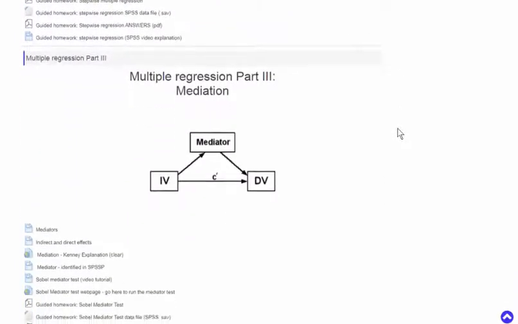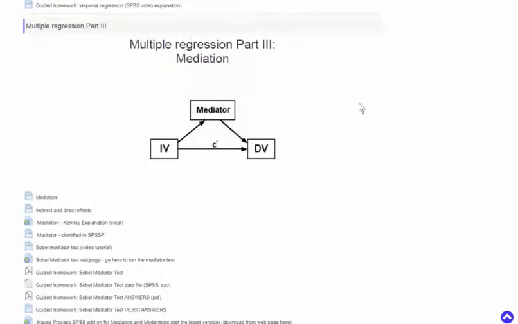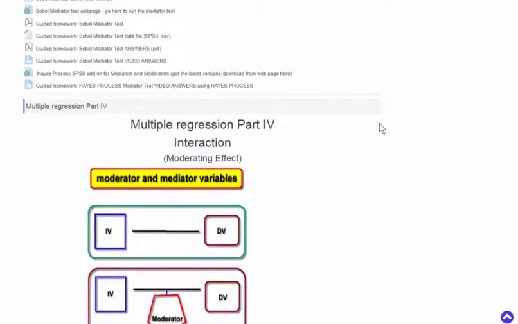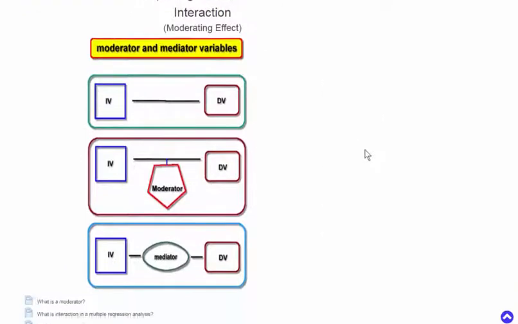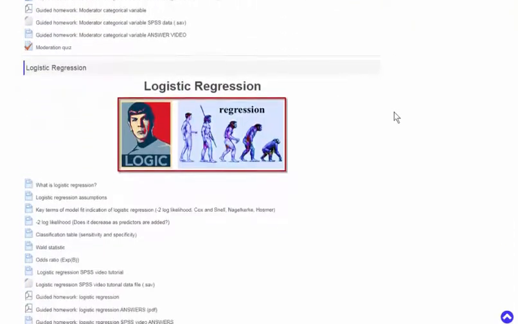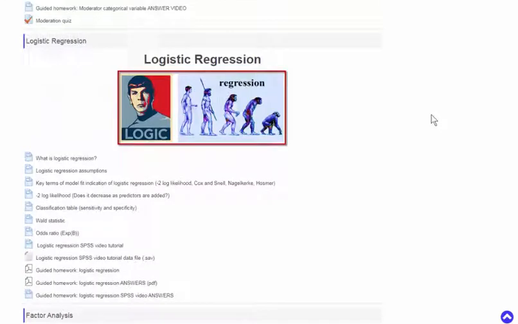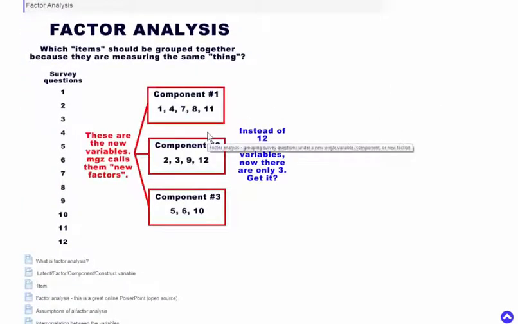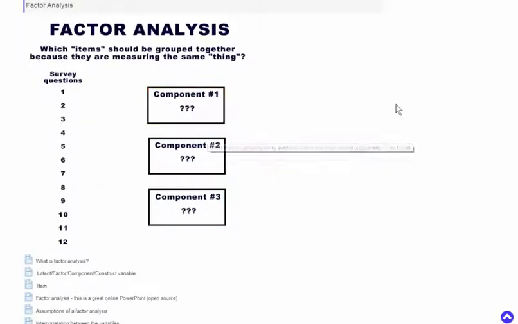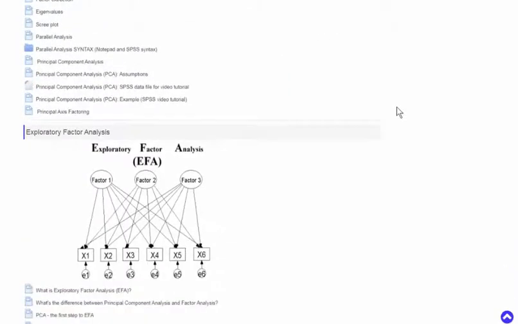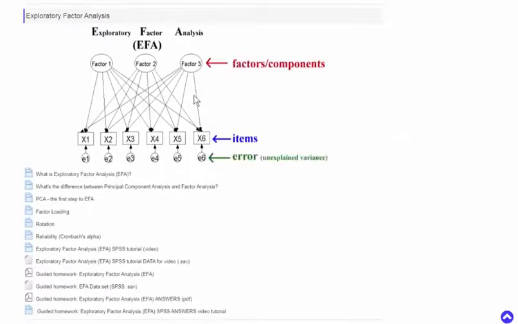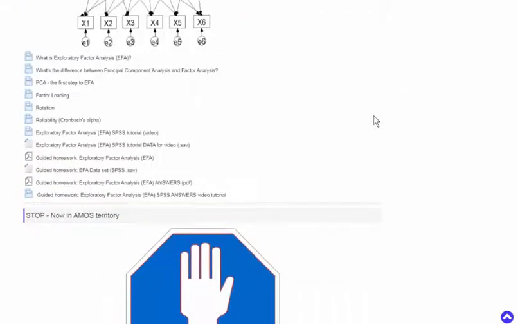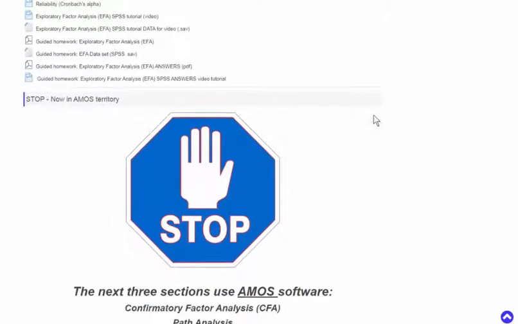And here comes the fun stuff. Mediator in a regression. And the moderation in a regression. And it does go on and on and on. And the moderators, that can be a killer, right? This is a long one. And then logistic regression, everybody's favorite. Factor analysis. Again, believe it or not, it's a correlational study. And exploratory factor analysis. And then stop again. Stop.